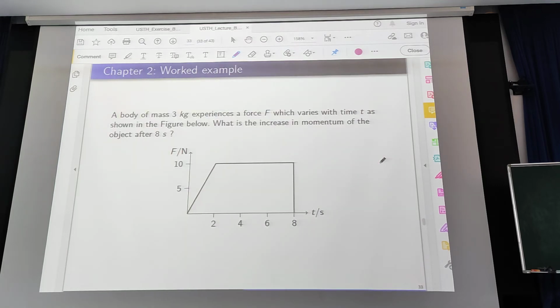For example, you do this exercise. Calculate this exercise, give me the results. Uh, 2 minutes.